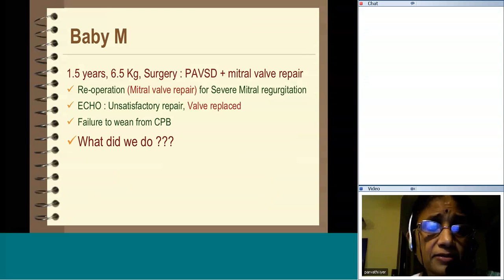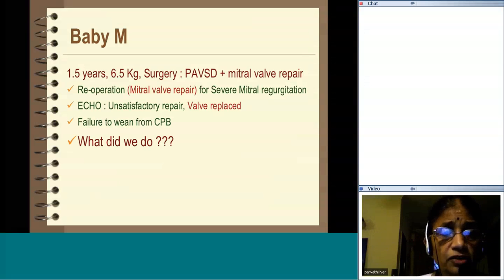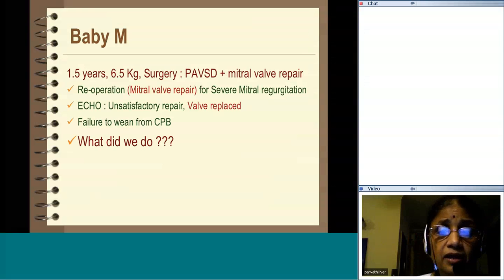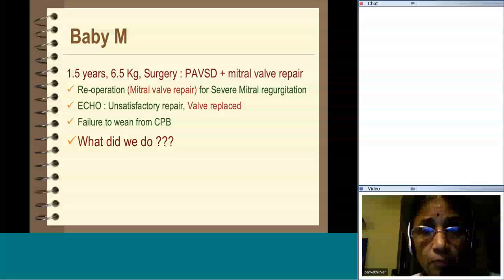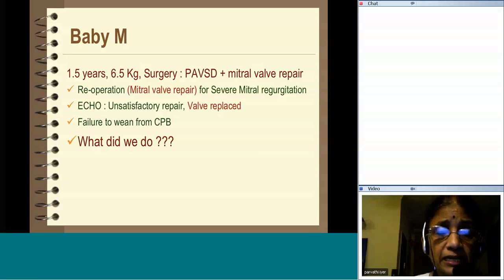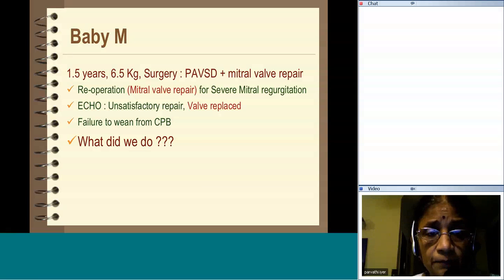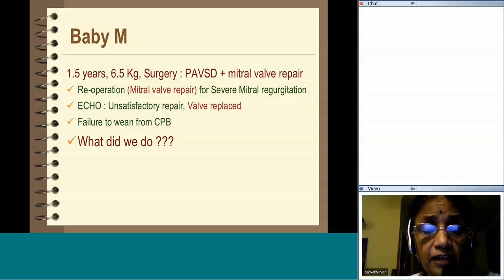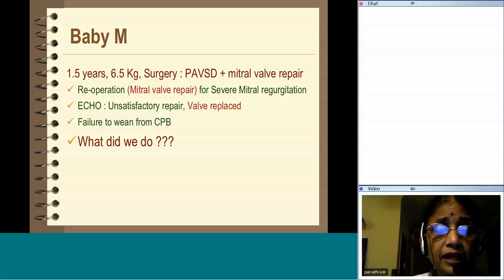Now, this is an example. We had a 1.5-year-old child who had undergone surgery for a partial AVSD. At that time, she had undergone a mitral valve repair. She re-presented with severe mitral regurgitation. The surgeons tried to fix the mitral valve by repairing it. An intraoperative echo showed an extremely unsatisfactory repair. So the valve was replaced. They could not wean the child from CPB.